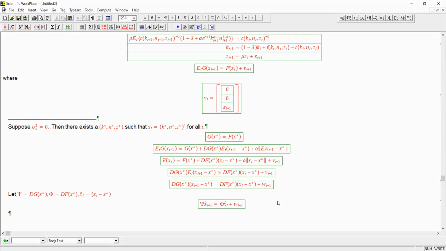Excellent. To proceed further, you will need to remember some of your linear algebra. And if you're not sure about this, you can look it up. So let J equal the inverse of psi times phi. Next, let Q be the matrix of eigenvectors of J.